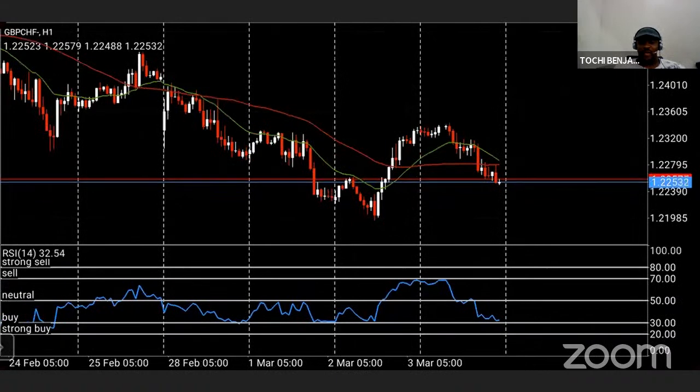So what we're looking at, have you seen that GBP chef is at 30? But I said at 30, we should be preparing to buy. I didn't say you should buy. Take notes, that's two different things. I did not say you should buy. We're looking for an opportunity to buy. If the market gives us an opportunity to buy, then we'll buy. If it does not, then we'll leave.